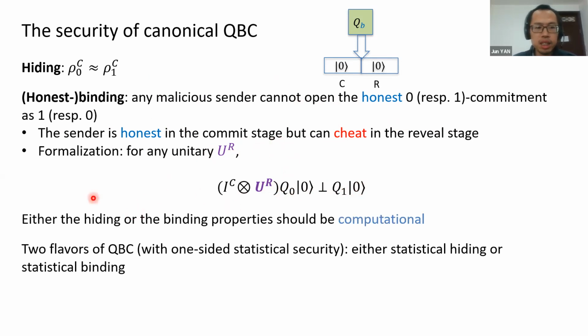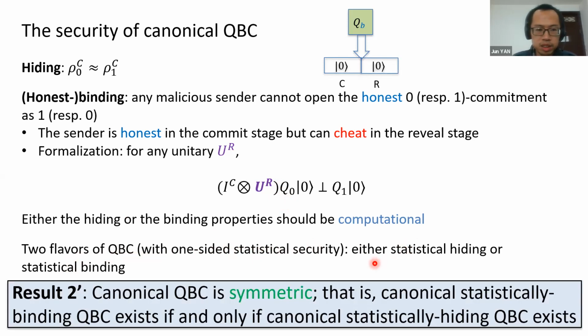We know that either the hiding or the binding property should be computational, since QBC is impossible unconditionally. So we have two flavors of QBC with just one-sided statistical security, either statistical hiding or statistical binding. So our second result can be restated as: canonical QBC is symmetric. That is, canonical statistically binding QBC exists if and only if canonical statistically hiding QBC exists.